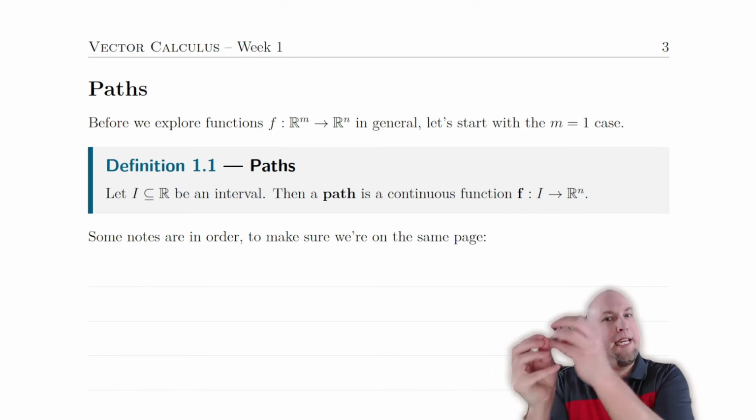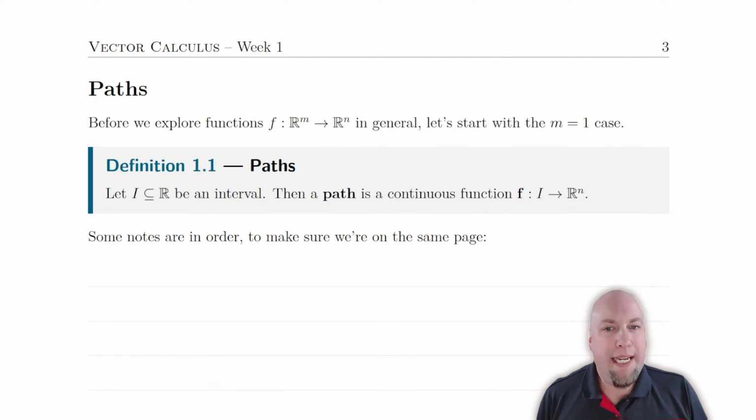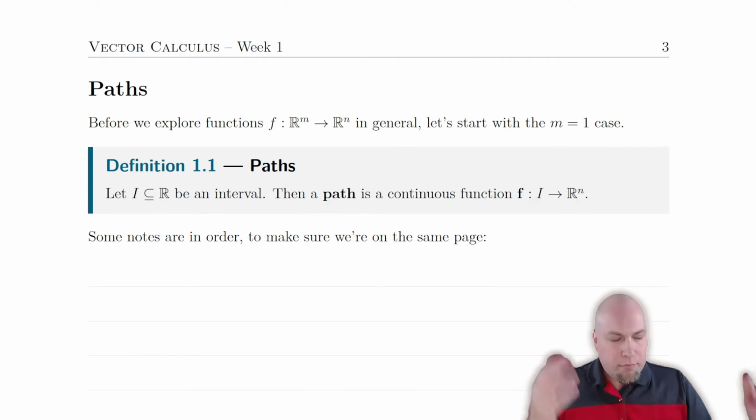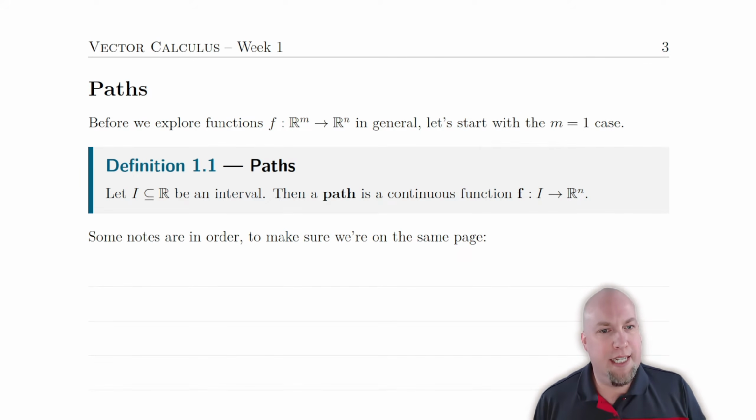So we're just plugging in a number to the function, and we get out a vector. What can we do with those sorts of functions? So let's start there before we ramp up to arbitrary m, okay? And so this is our first definition, okay? That's sort of the idea here.